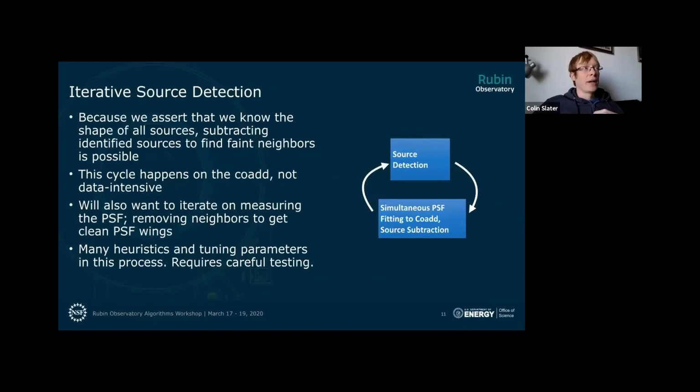This also has another iterative process involved at the same time to measure the PSF. There just aren't bright, extremely isolated stars ready for you to measure your PSF on in the middle of the galaxy. And so you need to subtract the neighbors in order to get those PSF wings to be clean. It's usually not too much of a problem, but it's an iterative process that needs to happen. And all of this kind of requires heuristics and tuning in order to make sure that you're not accidentally shredding stars into a million components, but then still recovering the completeness that you want to recover.